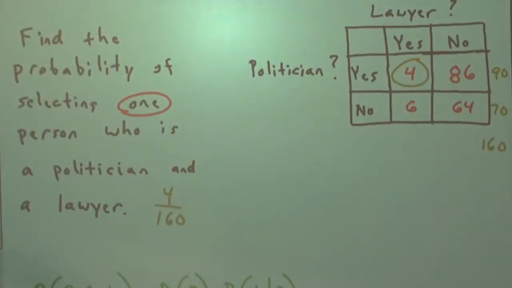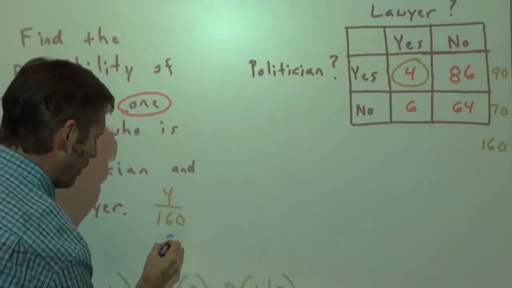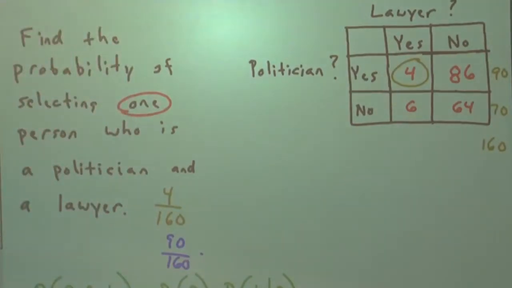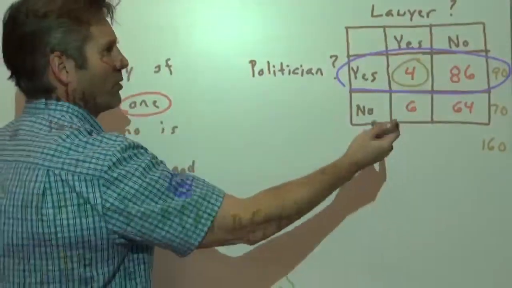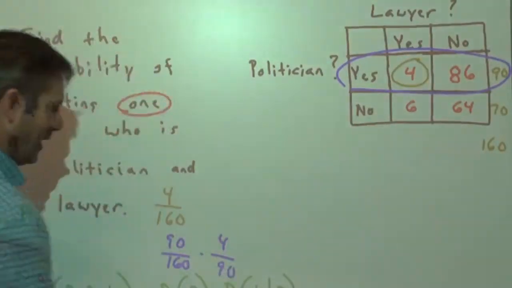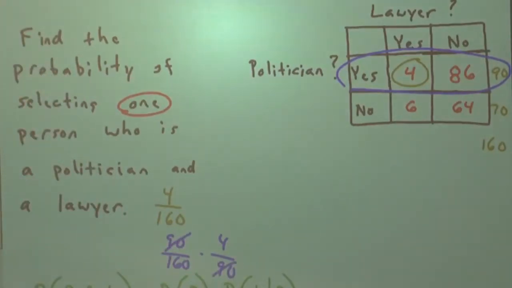If this was intersection, we could say, okay, let's take the probability that we get a politician. That's 90 people out of the 160. And let's multiply that by the probability that we get a lawyer, given that it's a politician. So if we knew that we had a politician, out of those 90 people, what's the probability we get a lawyer? Well, that's 4. So that's 4 out of the 90. Oh, look at that. We could cross-cancel the 90s and we're left with 4 out of 160.